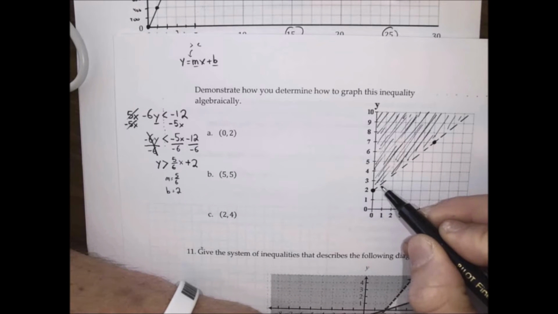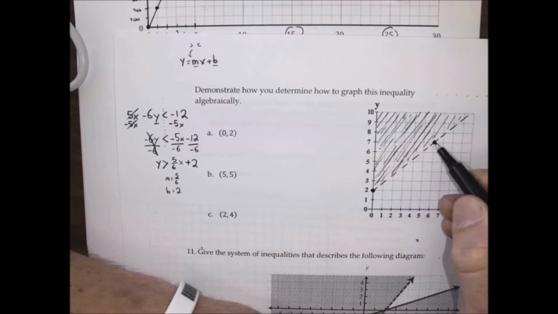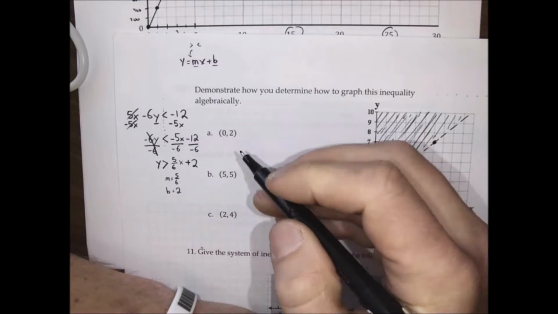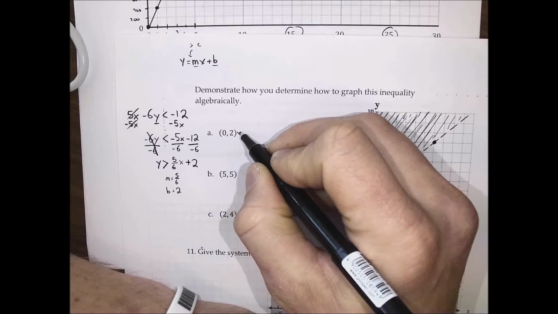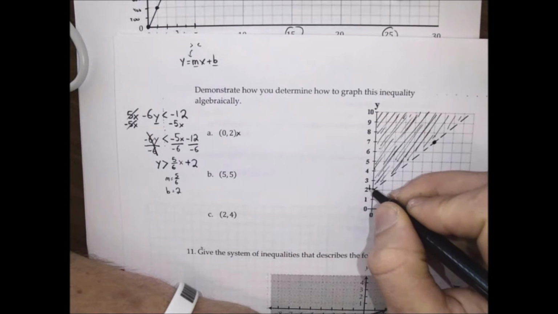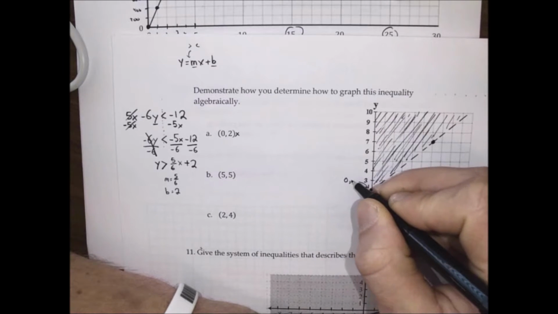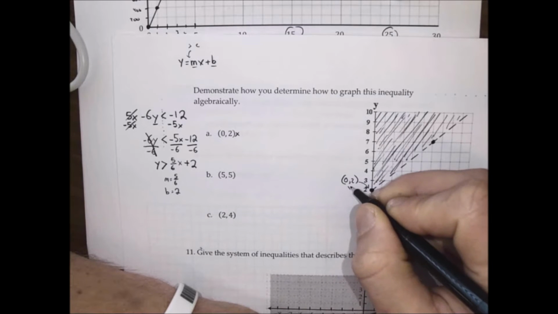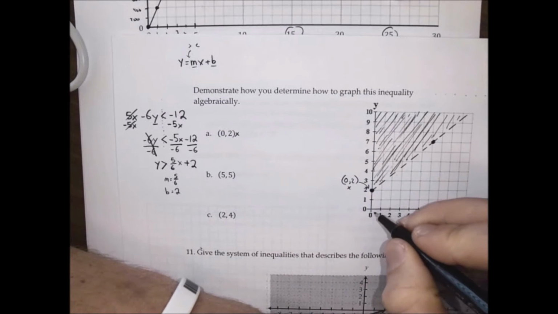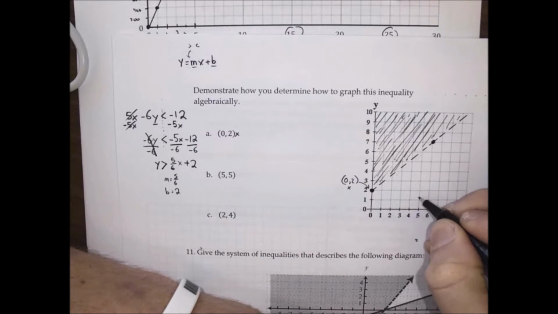Now, however, this dashed line means the points that are on the line are not solutions. So this actually means that 0, 2 is not a solution. So that's the point 0, 2. So maybe I'll make a note. That's point 0, 2. And I'll put a little x to indicate that is not a solution. I'll grab the point 5, 5 next. So 5 in x, 5 in y.